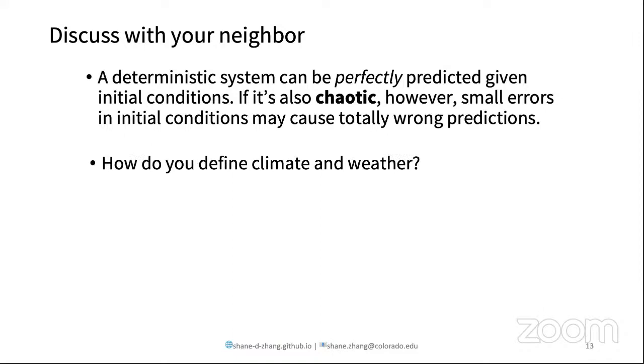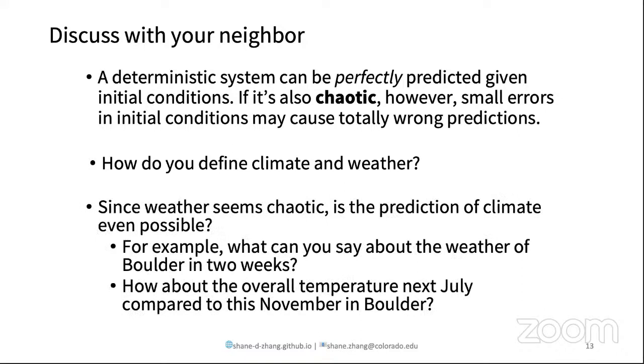I would like you to think about how you define climate and weather. And since weather seems chaotic, is the prediction of climate even possible? For instance, what can you say about the weather in Boulder in 2 weeks? And how about the temperature next July compared to this November in Boulder? Please feel free to discuss with your neighbors.